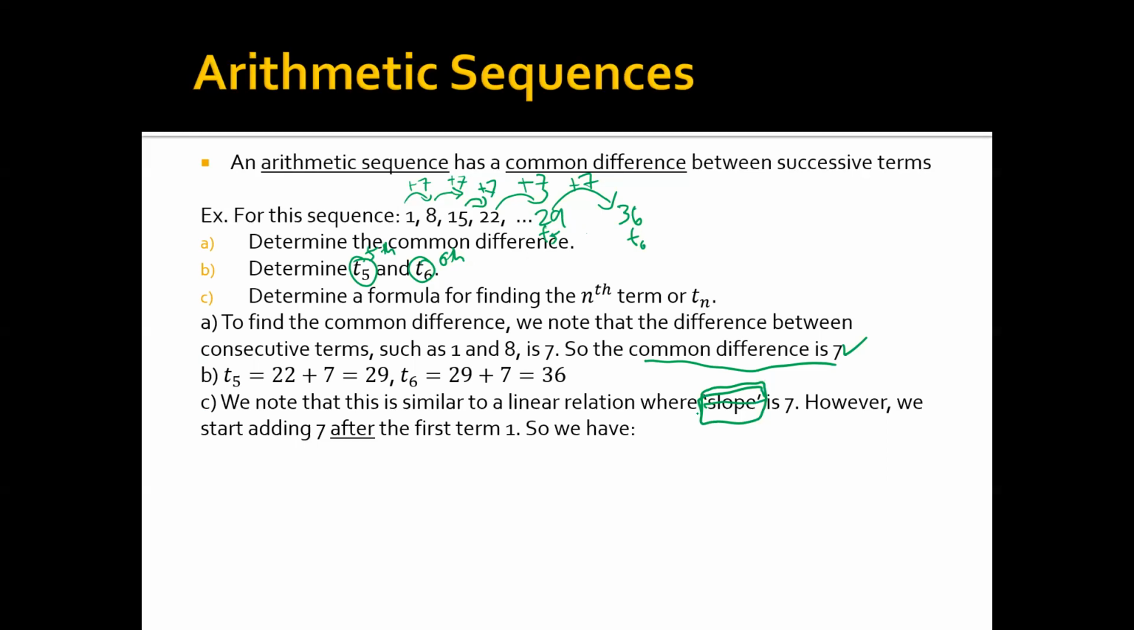So how much the y is going up relative to the x, the change in the x. Notice that the slope in this case, we can think of the slope as being 7, because that's how much our y values or our term values are increasing by each time. So we add 7 after the first term that we have there. After the first term, we keep adding 7. Because we're adding 7 after the first term, we actually write it like this.